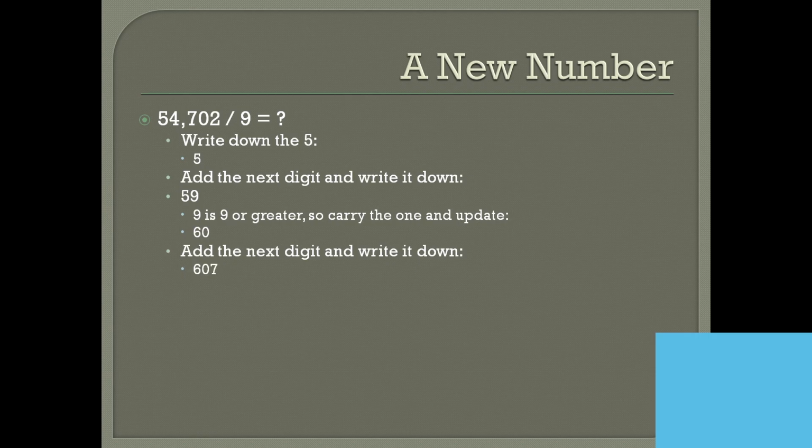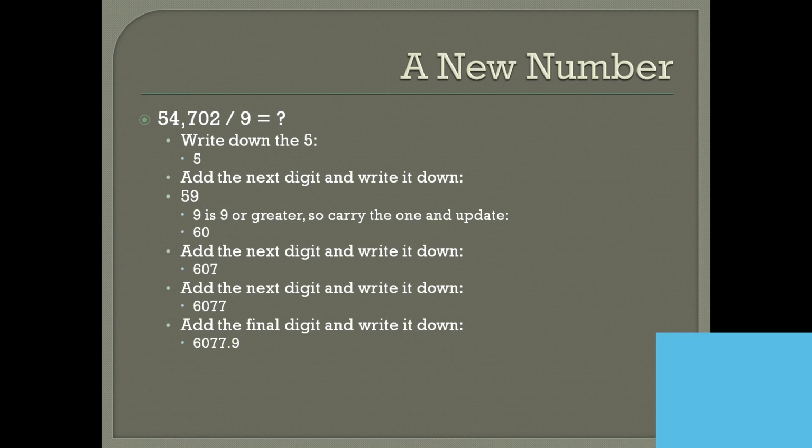So we have 6, 0, 7. 7 plus 0 again is 7, so 6, 0, 7, 7. And finally we add the 7 plus 2 to get another 9, which we then carry over to make our final answer 6, 0, 7, 8.